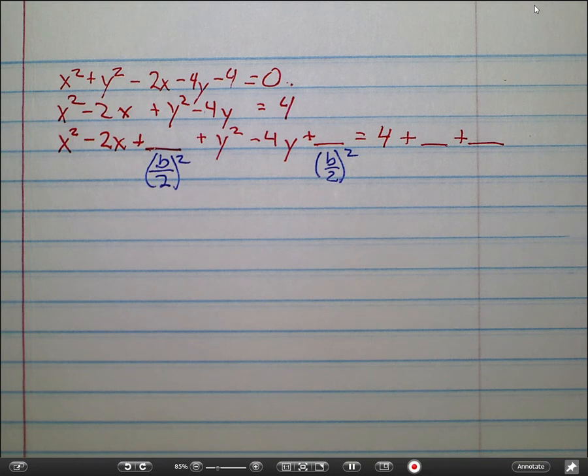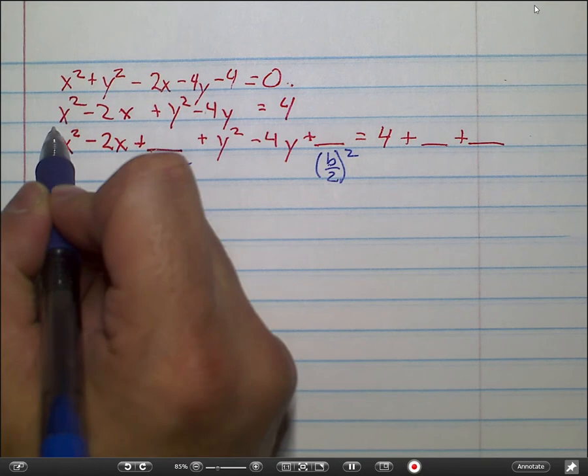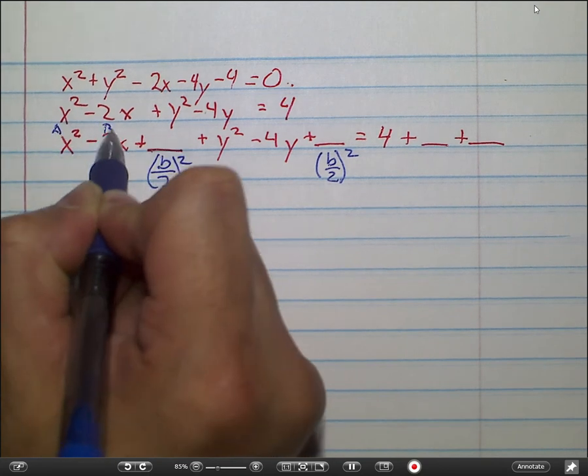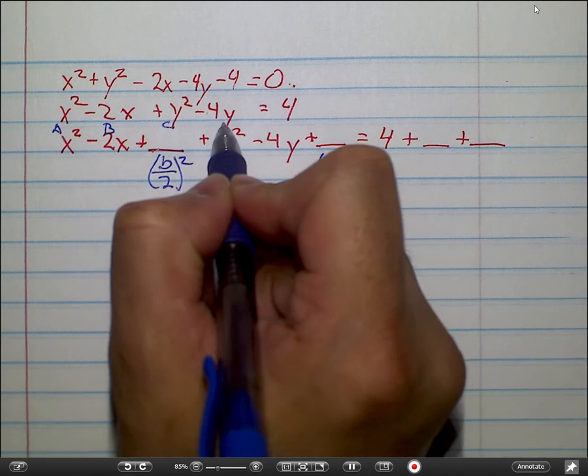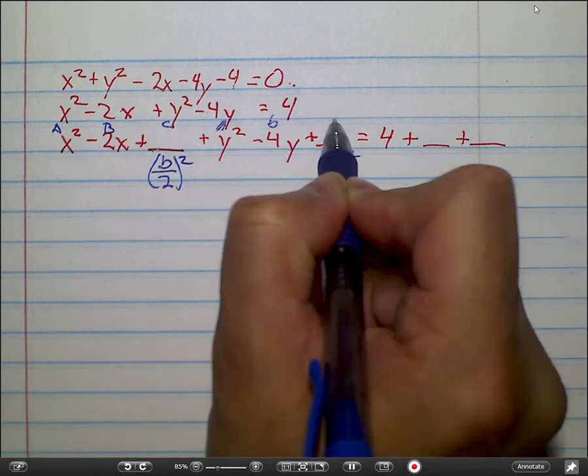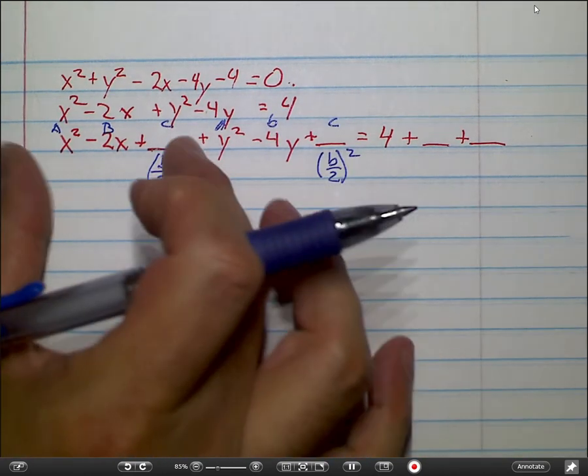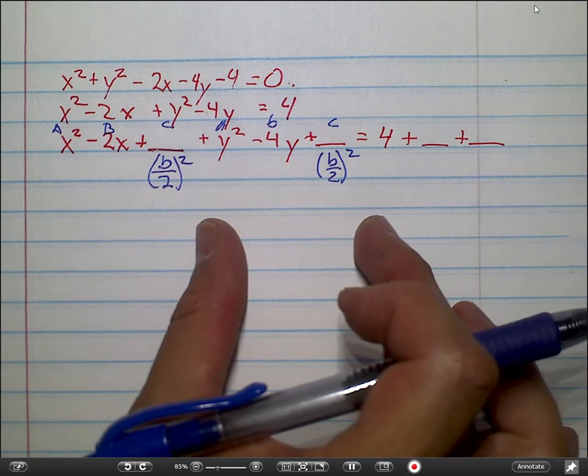What's B? So we're going to do it right now. So this is going to be A, B, and eventually this is going to be my C. And it's the same thing goes for this. A, B, and C. So we're making an equation for my x's, equation of my y's.